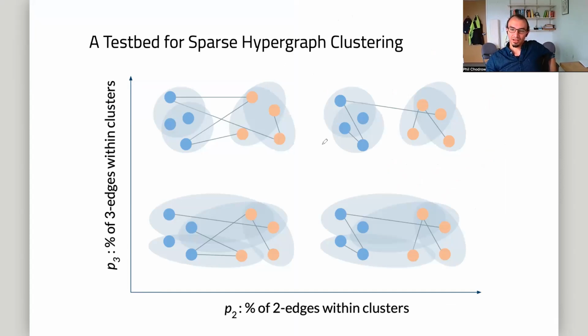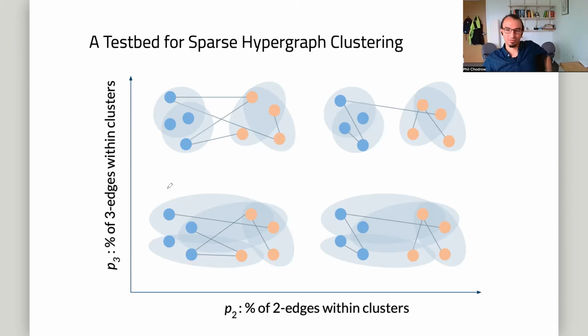For example, when P2 and P3 are both large, we have this classically clustered situation up here. This is the kind we can eyeball easily and it's all good. On the other hand, if, for example, P3 is large but P2 is small, that means we expect three-edges to stay within their clusters. On the other hand, two-edges are going to more frequently move between clusters. And that's what happens when P2 is small. And then we can vary our parameters in other ways. So down here, for example, both P2 and P3 are small, and so all edges tend to run between clusters.